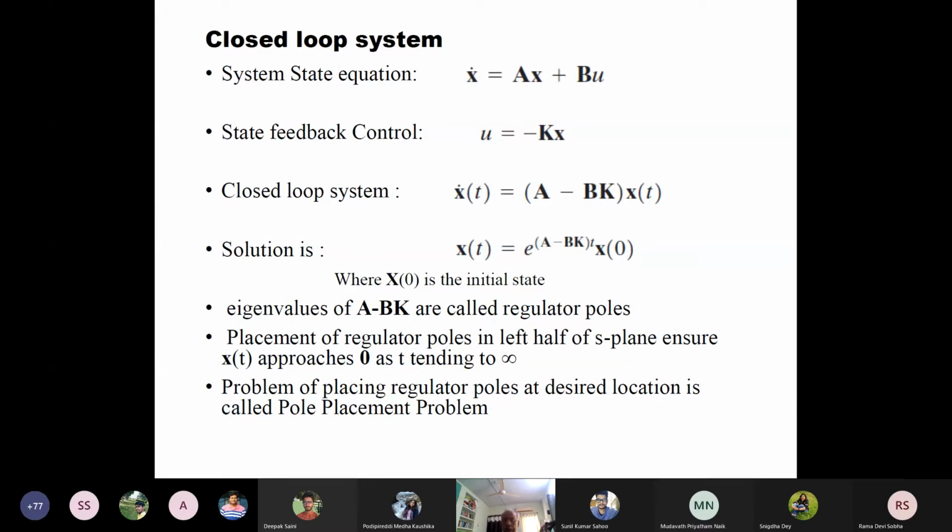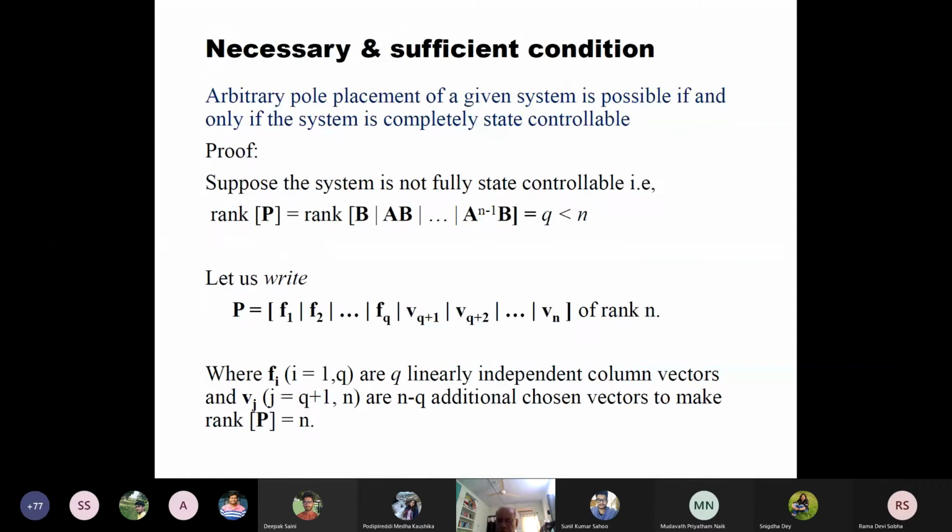Let us see what the necessary and sufficient condition is for the pole placement technique. Arbitrary pole placement of a given system is possible if and only if the system is completely state controllable. We can have a mathematical proof of this. That means the pole placement technique is valid provided the system is completely state controllable.